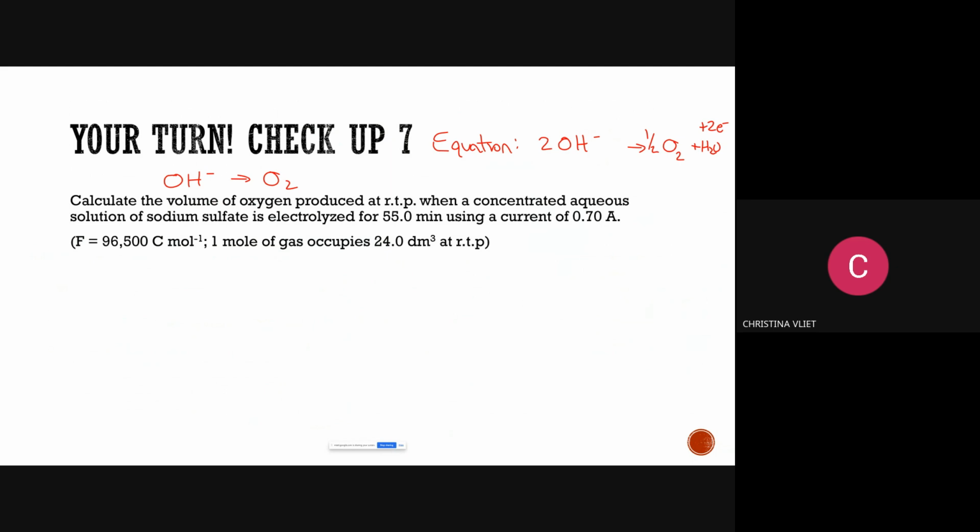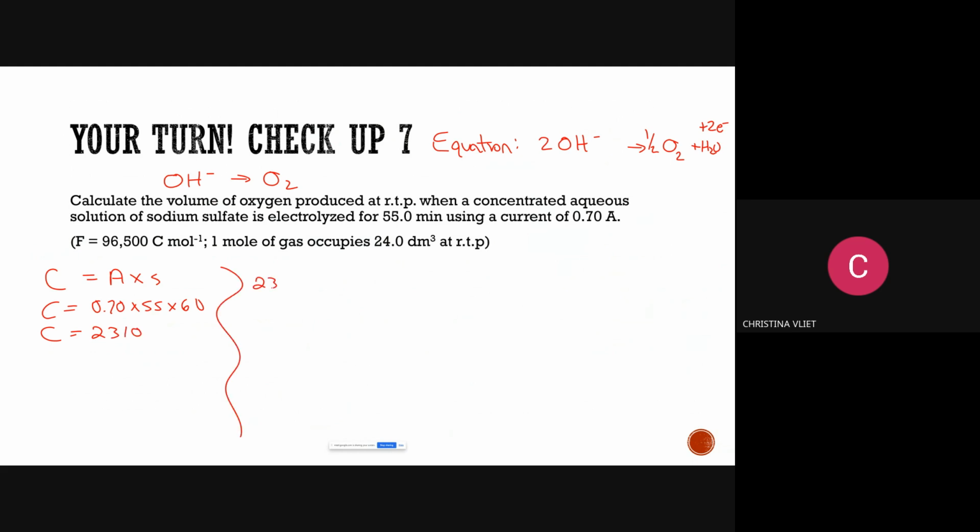So then we find the charge first. That's Q equals I times t. Amperes this time are 0.7. Seconds is 55 times 60. So this would be, and then you got here, 2310. So I got 2,310 coulombs.